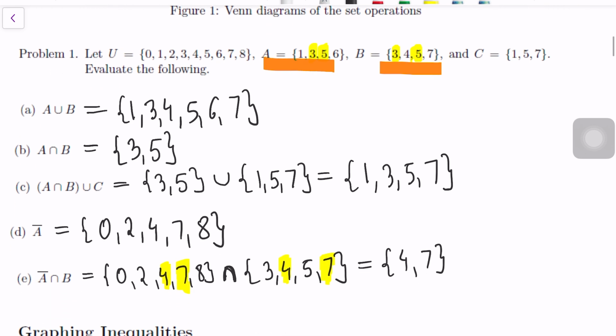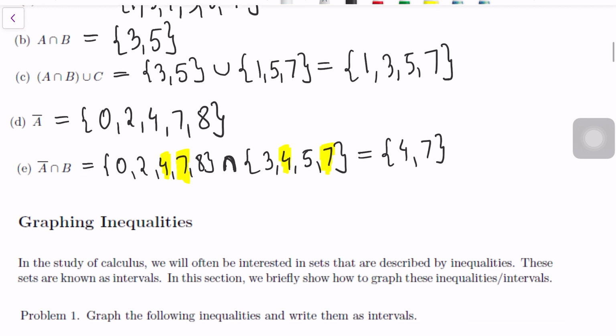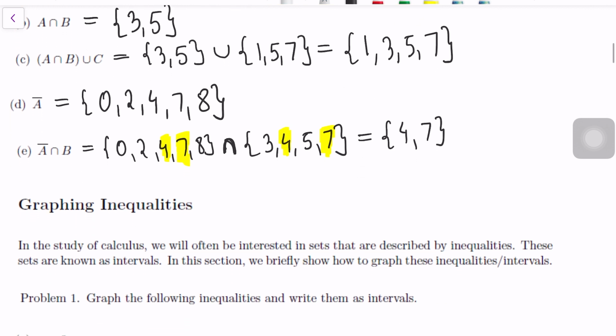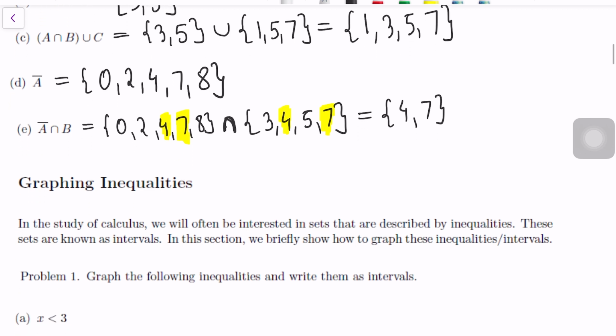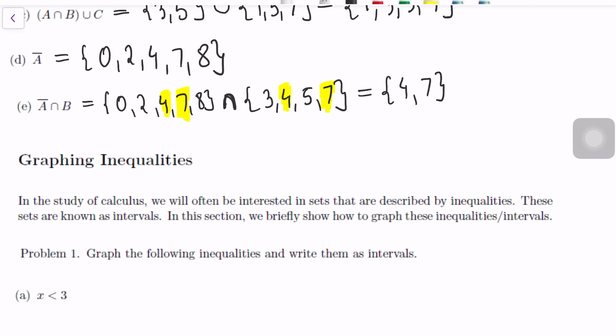Now let's look at graphing inequalities. We're going to often work with sets that are described by inequalities. Because whenever you see an inequality, like for example this one, it doesn't represent just one number, but the entire collection of numbers that satisfy this inequality.